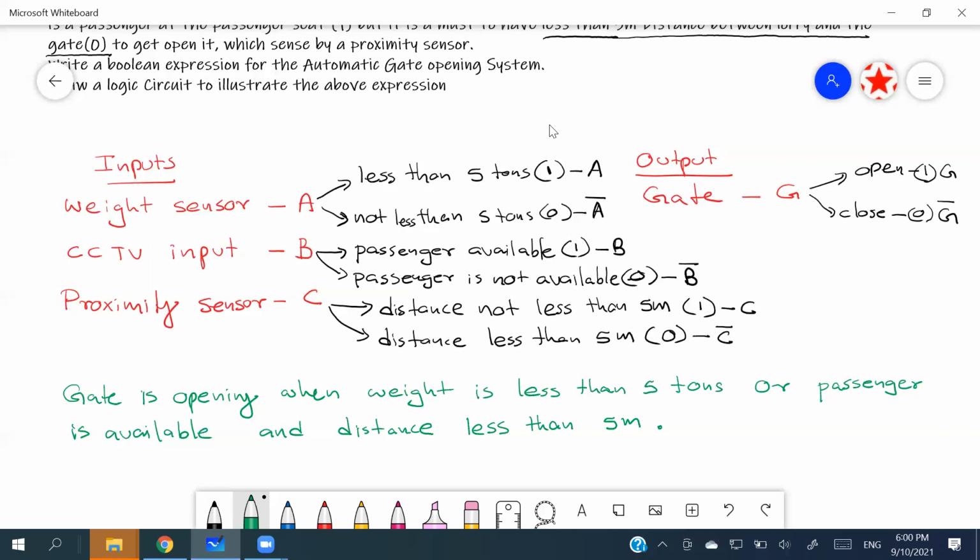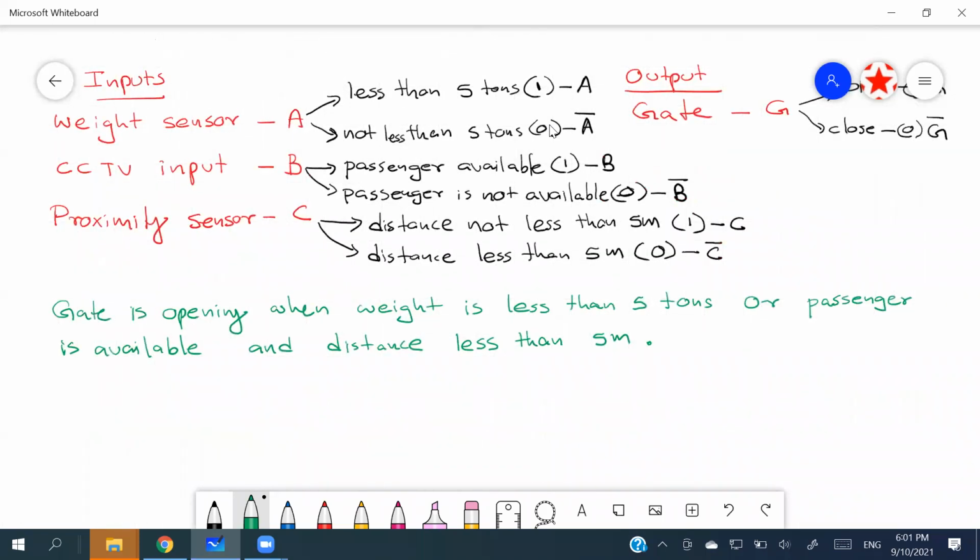So in this scenario, you have to figure out that the distance will always matter to open the gate, with either of the above conditions. Above conditions means either the weight should be less than 5 tons or a passenger should be on the seat, right? So with that, we can minimize this particular sentence into an equation.